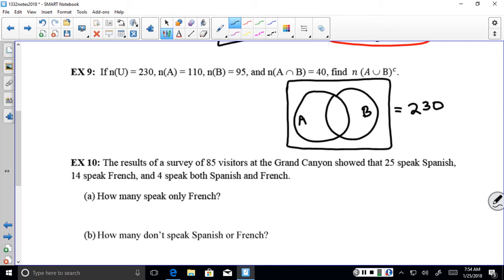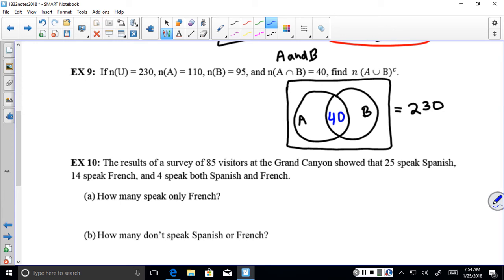How many different little compartments are there in this 2-circle Venn diagram? 4. So those 4 parts are going to add up to be 230. The number in circle A, those 2 parts are going to add up to be 110. The 2 parts in circle B will add up to be 95. But the number in A intersect B, that means A and B, is 40. So I can go ahead and put that number in. I know right where it goes.